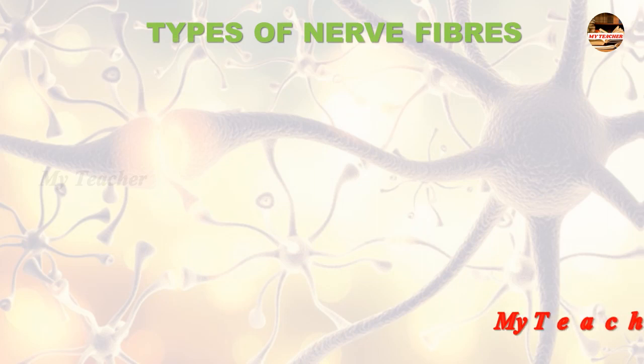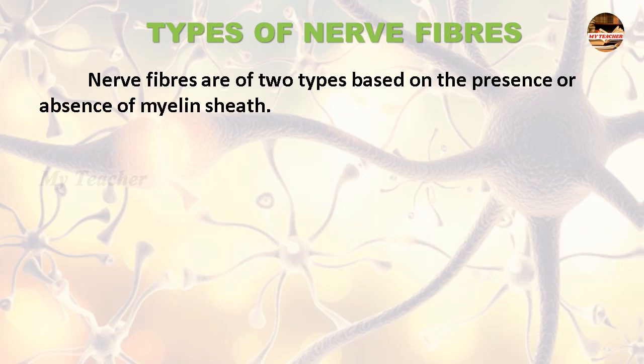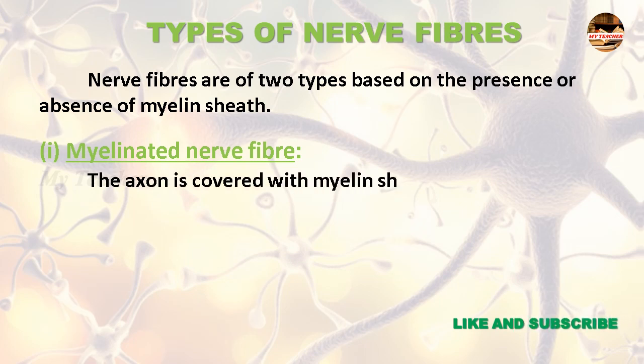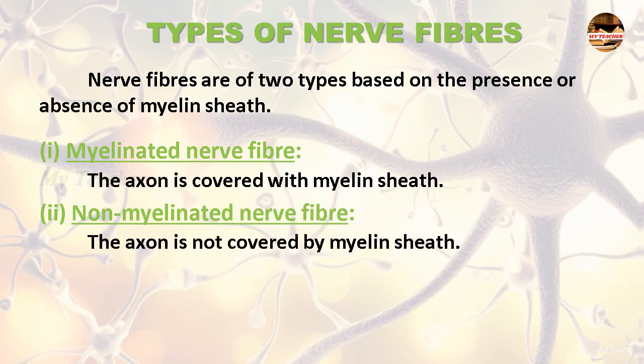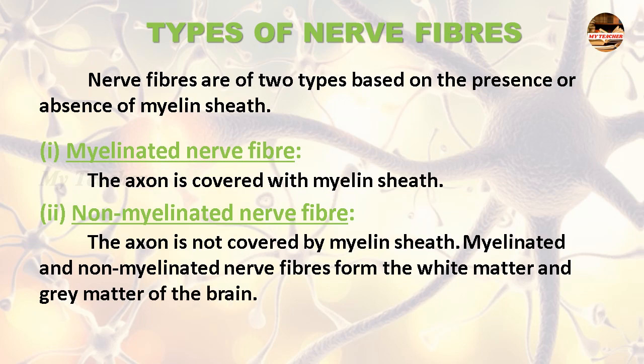Types of nerve fibers. Nerve fibers are of two types based on the presence or absence of myelin sheath. First one, myelinated nerve fiber. Here the axon is covered with the myelin sheath. Second one, non-myelinated nerve fiber. Here the axon is not covered by myelin sheath. Myelinated and non-myelinated nerve fibers form the white matter and grey matter of the brain.